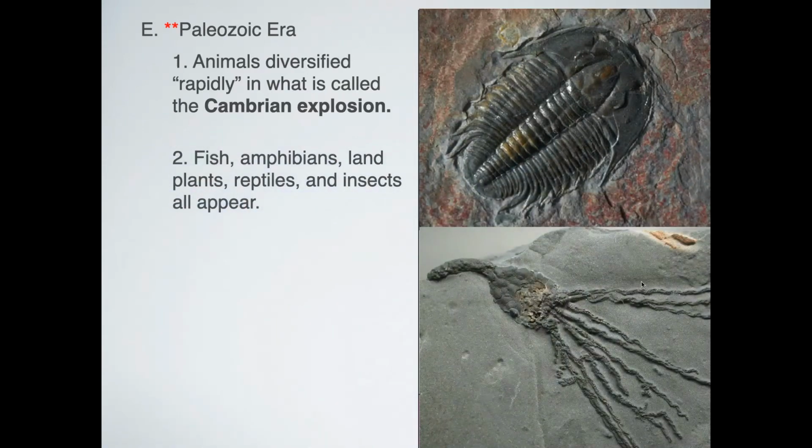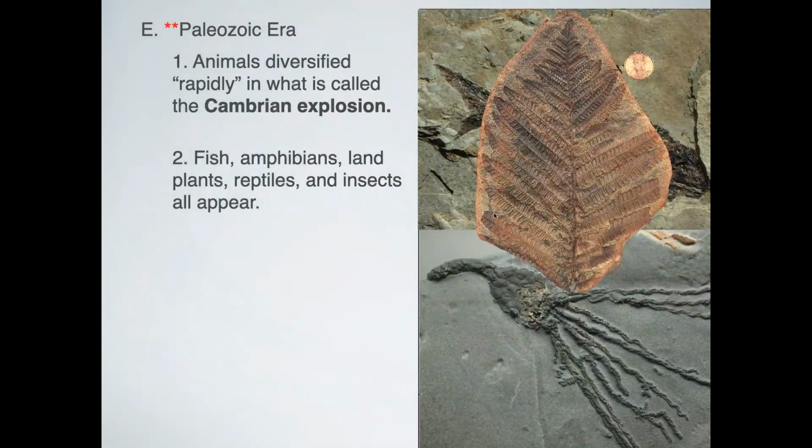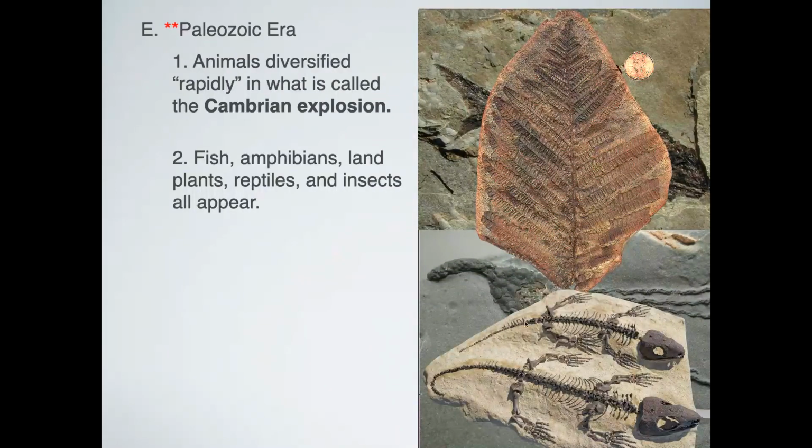And so here we go. This is kind of like, I almost said a squid. It might be a squid, but I think it's almost like an ammonite, like a nautilus kind of looking thing. Here is an early fish. Here is kind of like this fern, which is an early land plant. Here are some early reptiles.